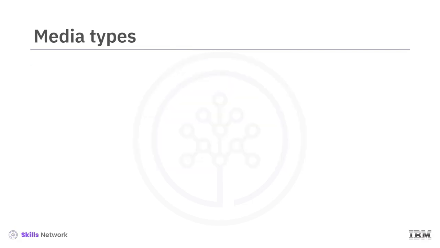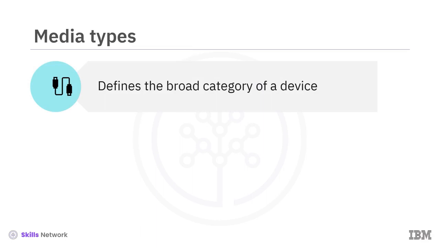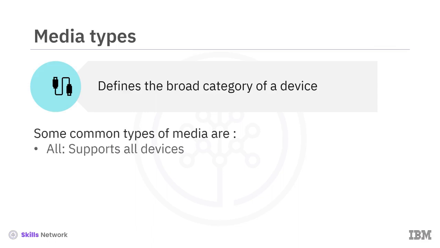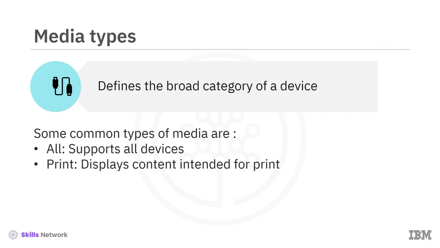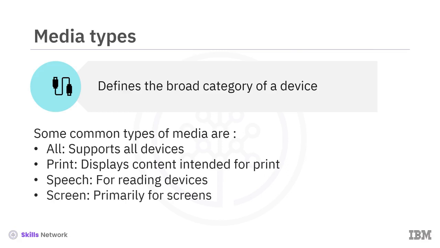Let's explore common media types. Media types define a device's broad category. The screen is the most common type of media. However, there are other options as well. All supports all devices. Print displays content meant for printing. Speech is for reading devices. Screen is primarily for screens. Moreover, you can target many media types by simply listing them all.